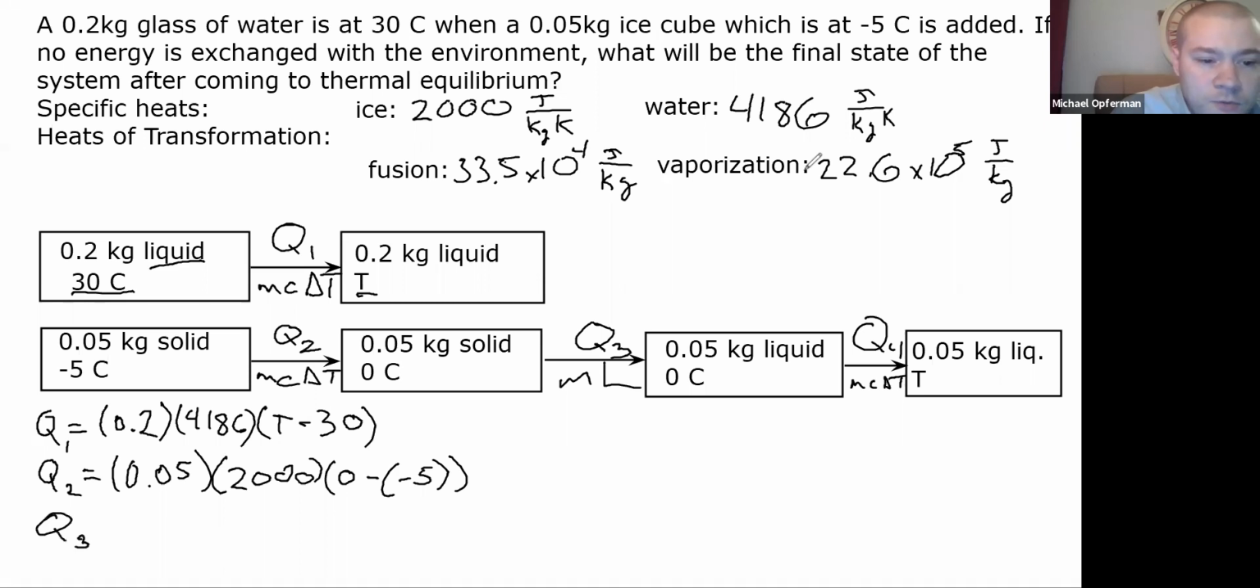Okay. Then Q3 is a heat of transformation. First thing I should do is ask myself, should this be a positive or negative heat? Because I remember you have to put that negative sign in yourself. This should be a positive heat because the ice cube is absorbing energy from its environment. So this is a positive, and the mass is 0.05. And I want the L to be the heat of fusion. So I look up the heat of fusion up above there, which is 33.5 times 10 to the 4.